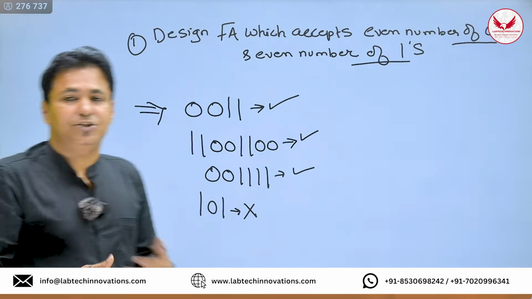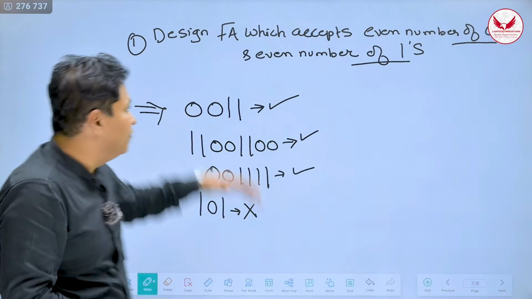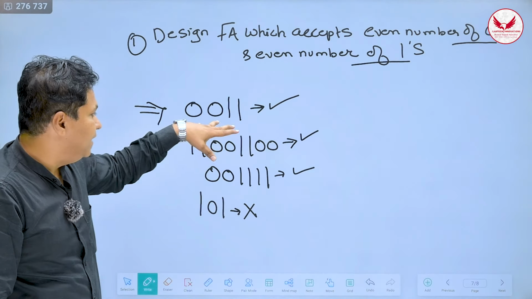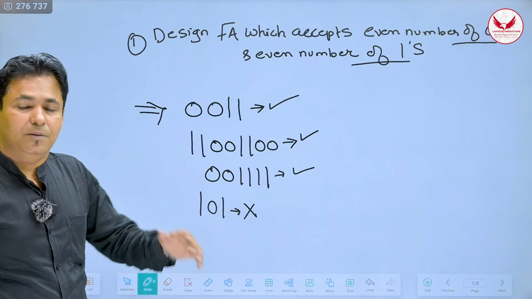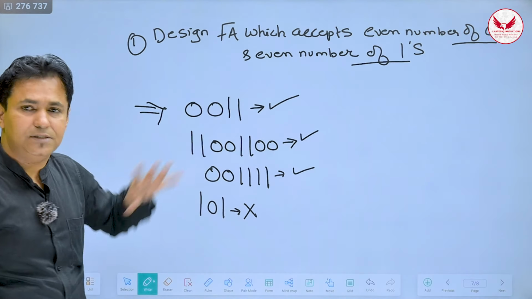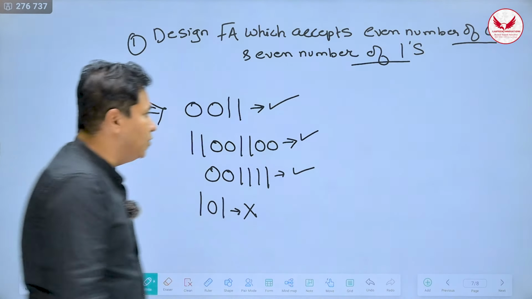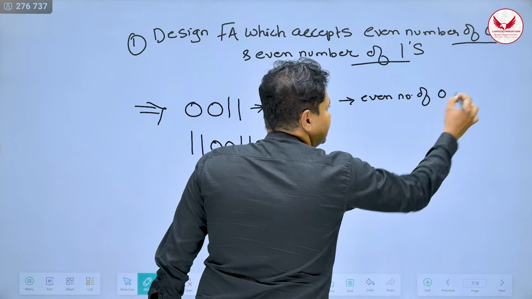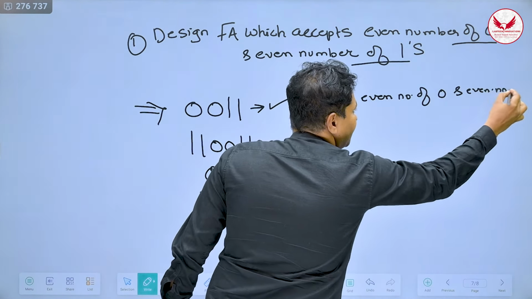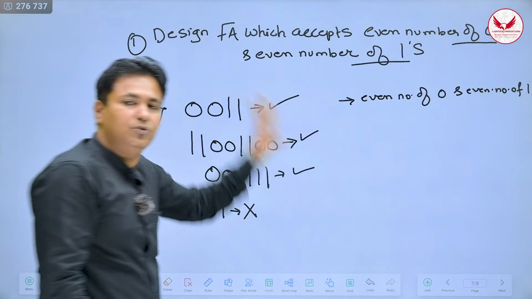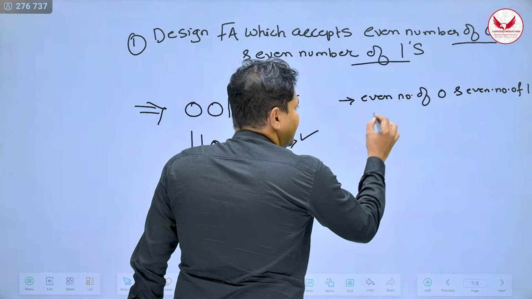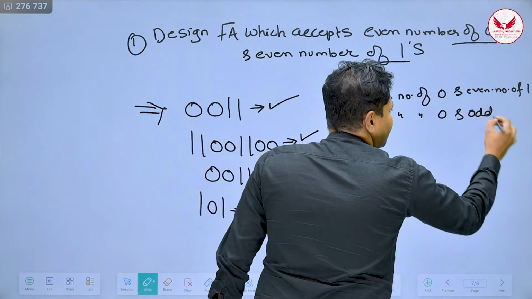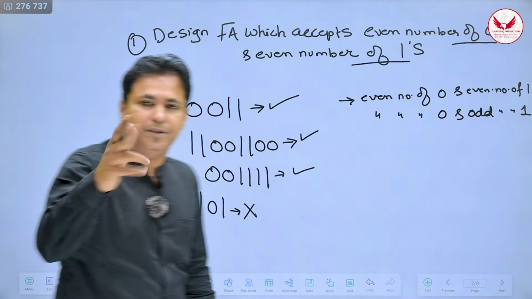Means what are the possible combinations for even number of 0s and even number of 1s? The machine should enter when it has an even number of 0s and an even number of 1s. The machine should not enter when it does not have this combination. But what will be the possible outputs? The first is even number of 0s and even number of 1s. The machine should enter into the final state. What will be next? Even number of 0s and odd number of 1s. This will be the second possible.